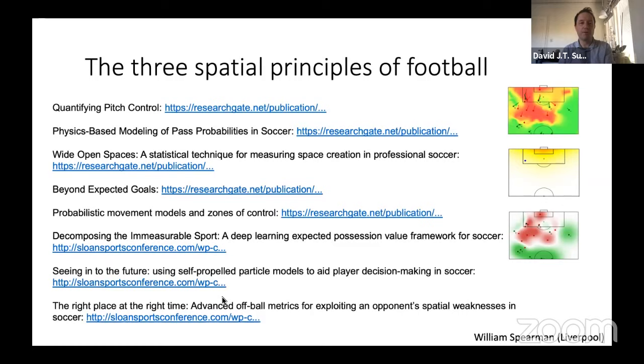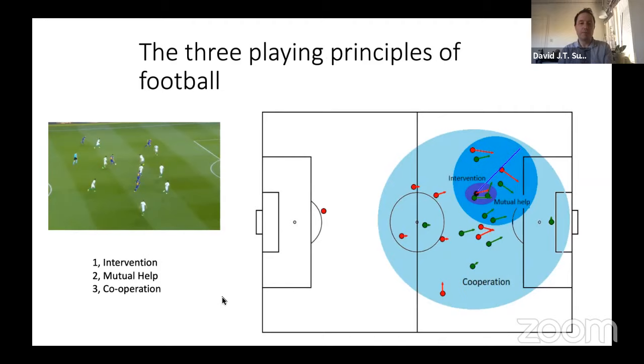Now, there's not just spatial principles, there's another type of principle. This is what I think about as the playing principle. There are various ways of thinking about principles in football, but I like to think about it in terms of three zones. This is something that Xavi, from Barcelona, really contributed, because in Barcelona training, they often talk about three zones and how you should behave in these different types of zones.